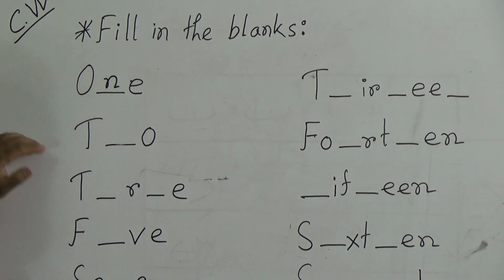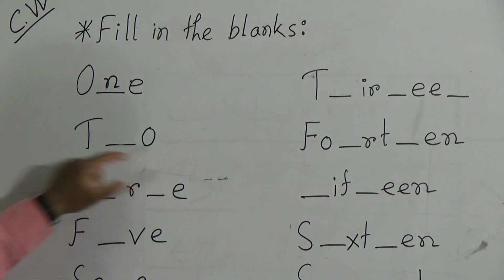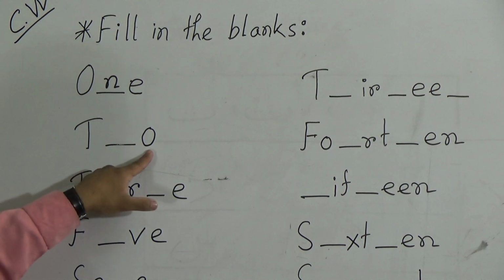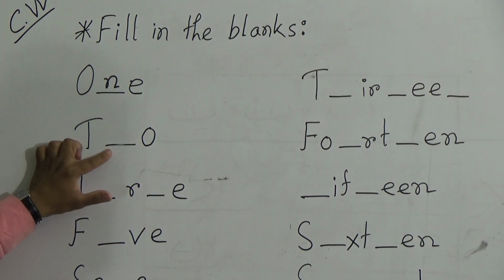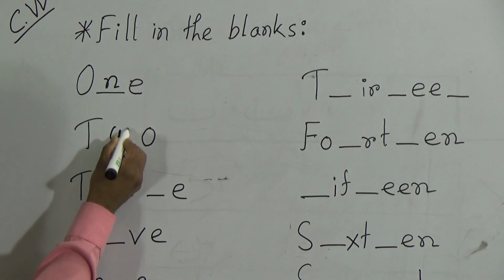Okay. The second blank is T blank O. That means it should be 2, right? It's T-W-O, 2. That means the blank should be filled up with the letter W. Okay, it's T-W-O, 2.